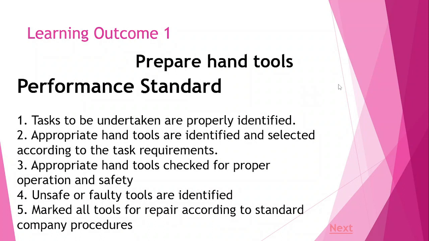For our performance standard, 1 is tasks to be undertaken are properly identified. Second, appropriate hand tools are identified and selected according to task requirement. 3. Appropriate hand tools are checked for proper operation and safety. 4. Unsafe or faulty tools are identified. And 5. Mark all tools for repair according to standard company procedure.